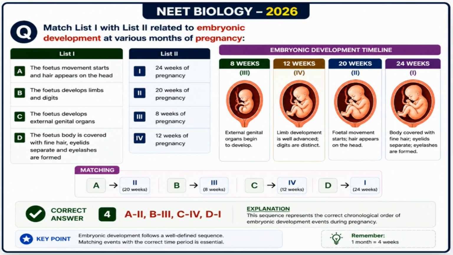Match the embryonic development events with the correct weeks of pregnancy. Fetal movement starts and hair appears at 20 weeks. Limbs and digits develop at 8 weeks. External genital organs develop at 12 weeks. Body is covered with fine hair, and eyelids separate at 24 weeks.